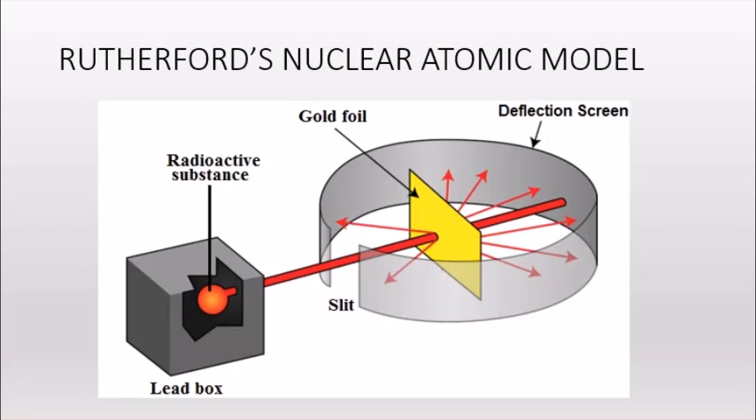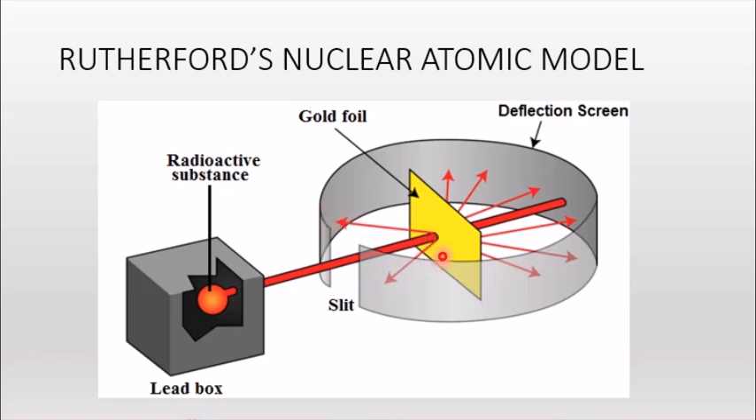Another scientist, Rutherford, also studied atoms, and he gave the Rutherford scattering experiment. He took alpha particles. Now alpha particles are a radioactive substance. He bombarded those alpha particles on a gold foil. There was a deflection screen on which he observed where those particles would go. As soon as he bombarded the alpha particles on the gold foil, he saw that the rays of those alpha particles passed through the gold foil. But there were a few which came back.